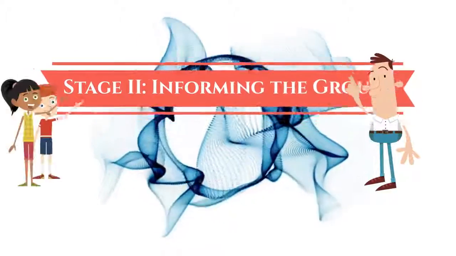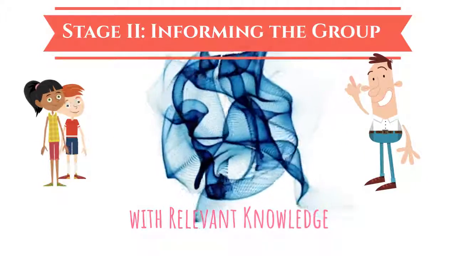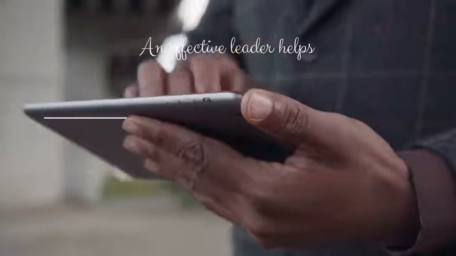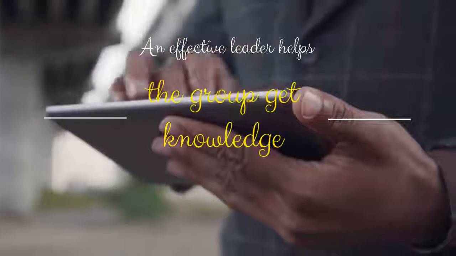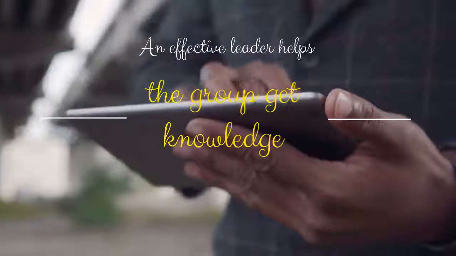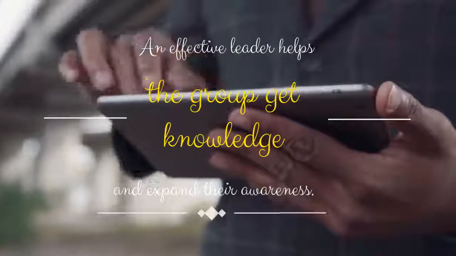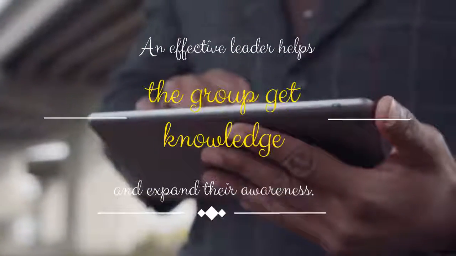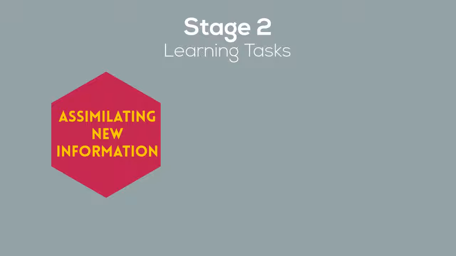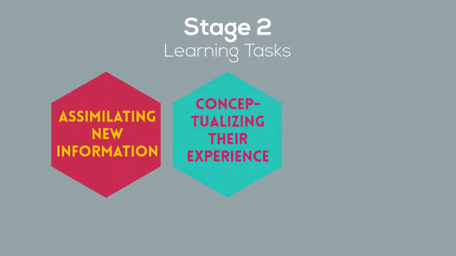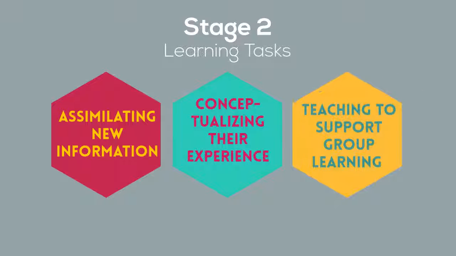Stage 2. Informing the group with relevant knowledge. Here, we as leaders provide information that will help the group add knowledge, such as theories, data, and facts, to expand their awareness and accomplish learning tasks. Assimilating new information, conceptualizing one's own experience with new knowledge, and teaching what you already know to support group learning.